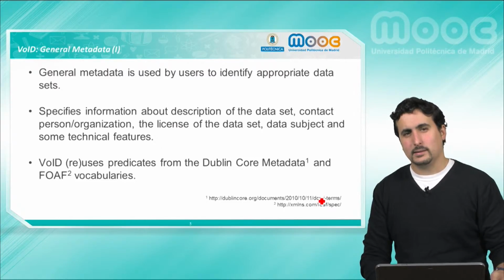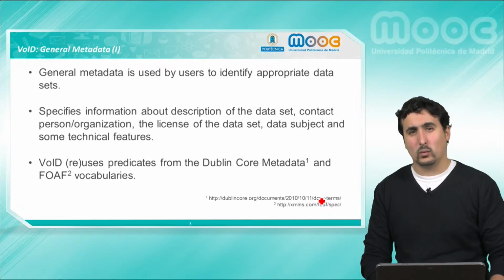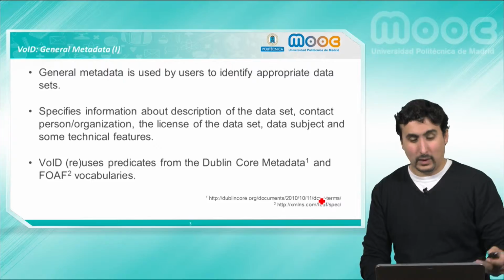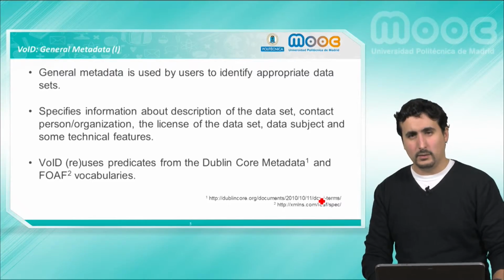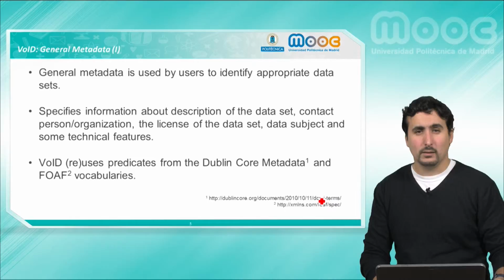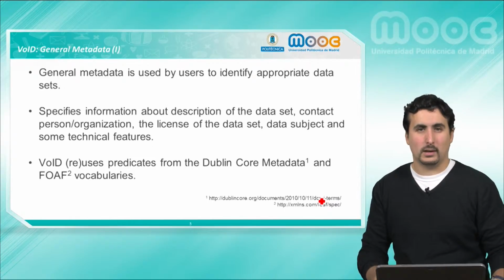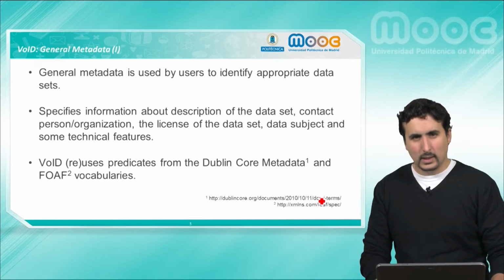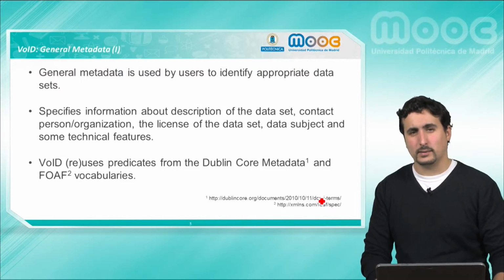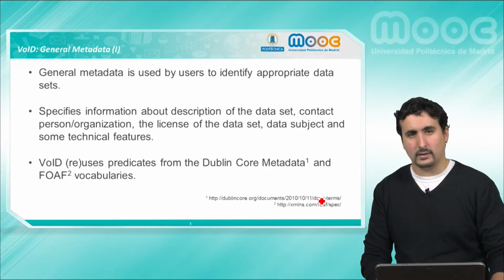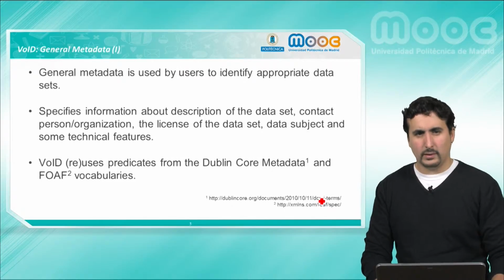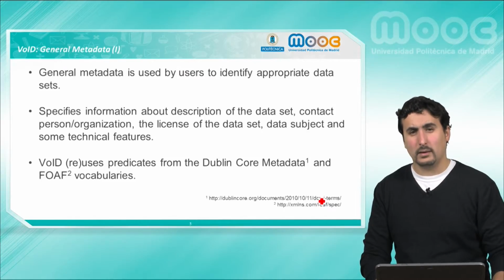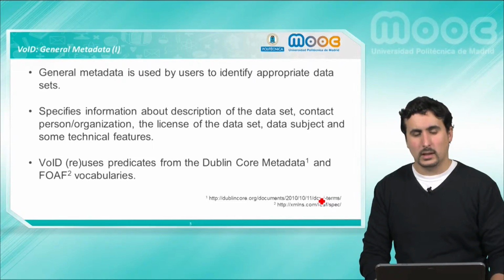The general metadata serves for identifying which datasets are useful for us. That is, as we have seen in the previous videos, this information is highly relevant when trying to identify, for example, which datasets are potentially useful for links. It specifies information such as the description or the contact information, as well as some technical features. For that, it relies on the Dublin Core and FOAF vocabularies that we introduced in the previous modules.